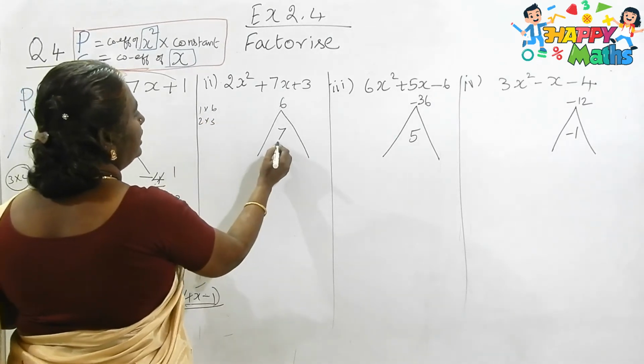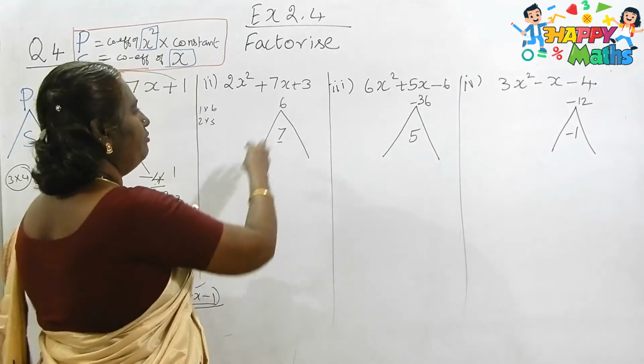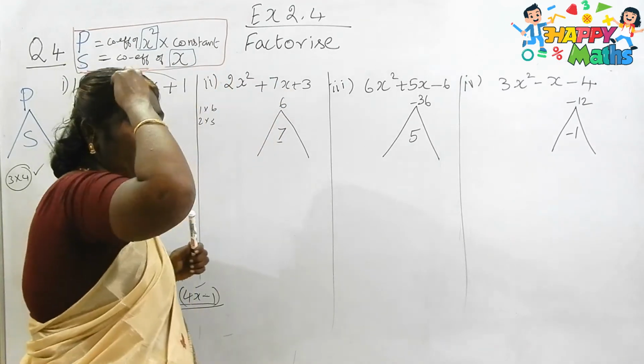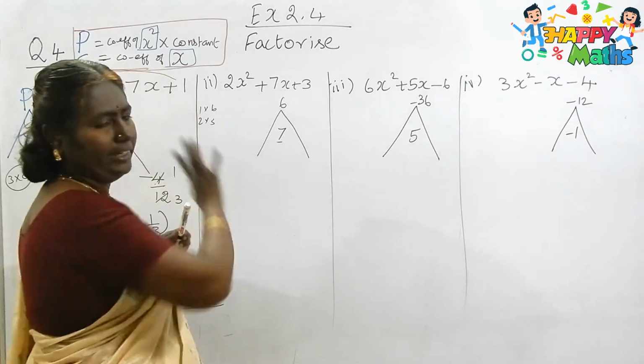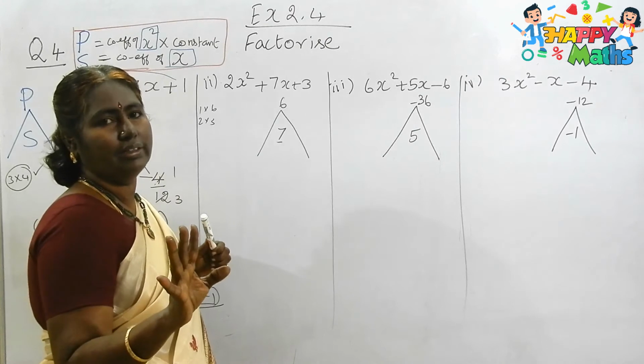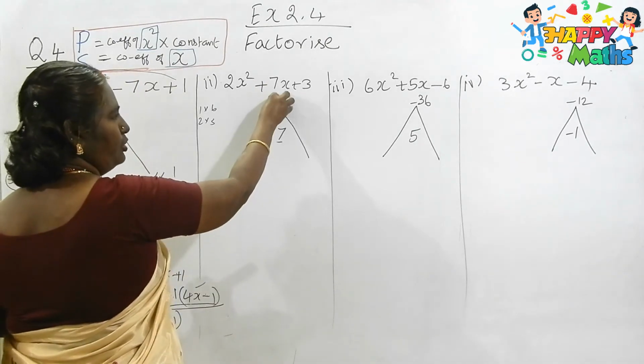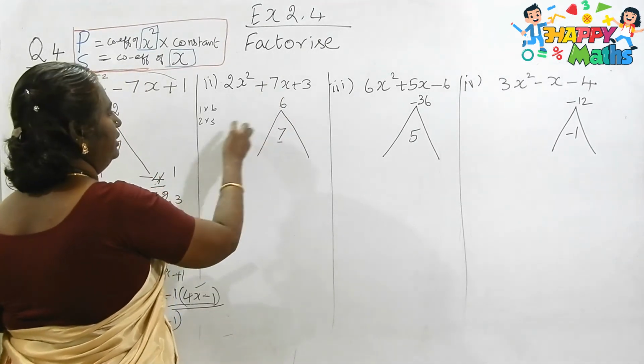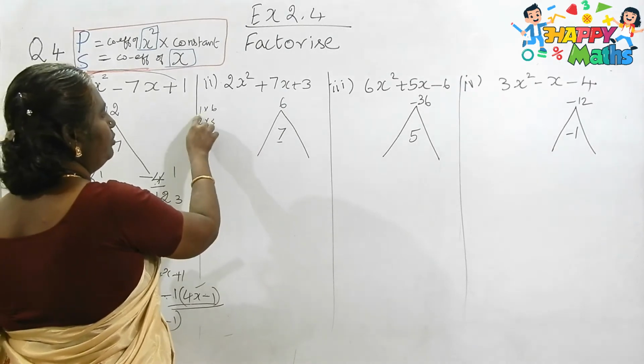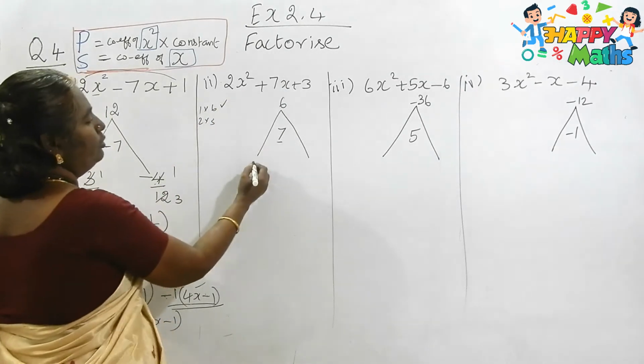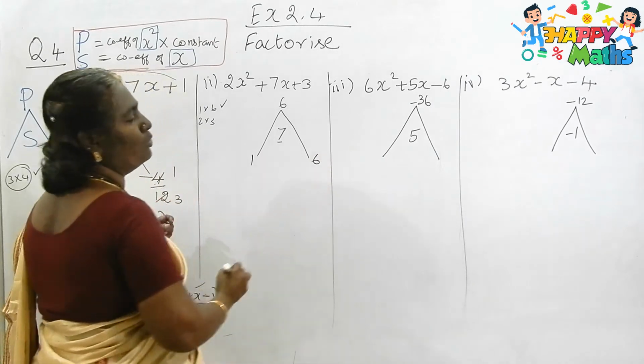You see the center is what? 7. When it is positive, you must think the addition must be at the center. Only that slogan you must think in your mind. When it is positive, the addition must be at the center. See here, which addition is 7? Only 1 into 6 is 7. So the combination is 1 and 6 only.